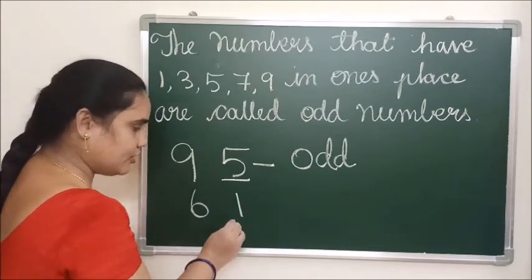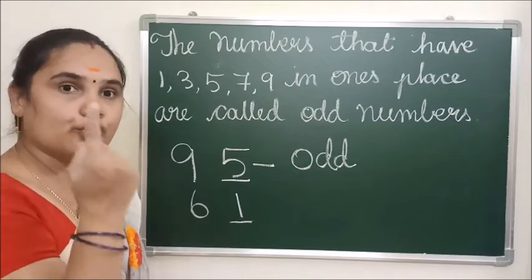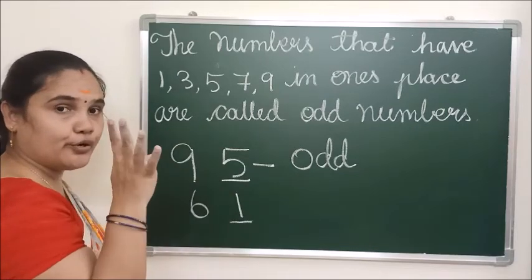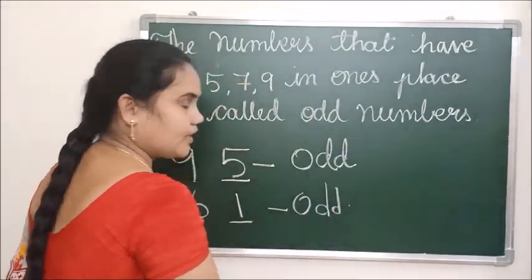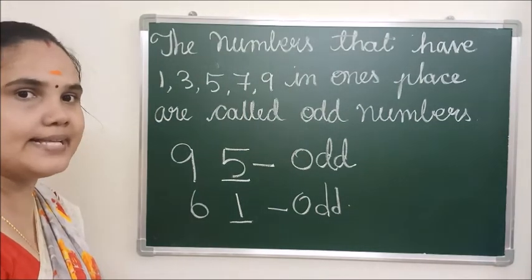61. Which place we have to underline? Ones place. Now read table 2, children. 2 ones 2. Do we have 1 in table 2? No. So it is an odd number. Did you all understand, children, how to identify the even numbers and odd numbers?